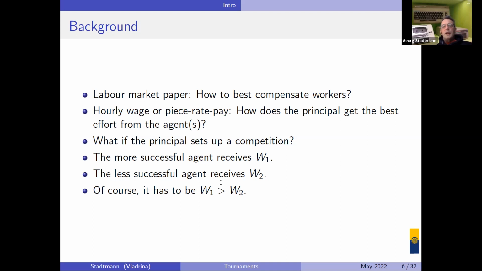The big question is how does the principal get the best effort from the agents? Hourly wages, piece rate pay, or what if the principal sets up a competition? The more successful agent should receive wage rate 1, the less successful agent should receive wage rate 2. Of course, it has to be the case that W1 is larger than W2. The prize money for the first place should be larger than the prize money for the second place.